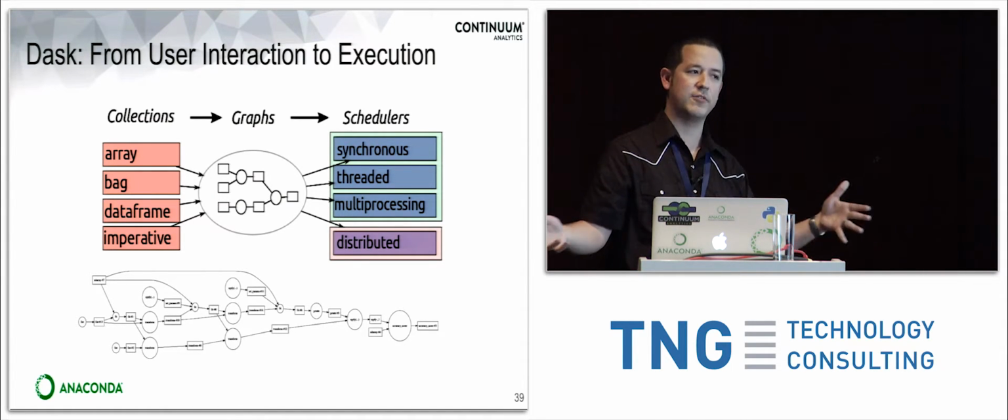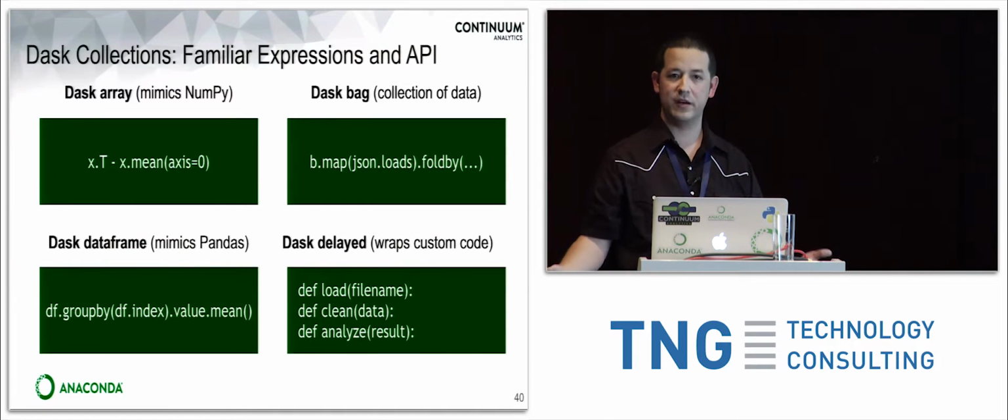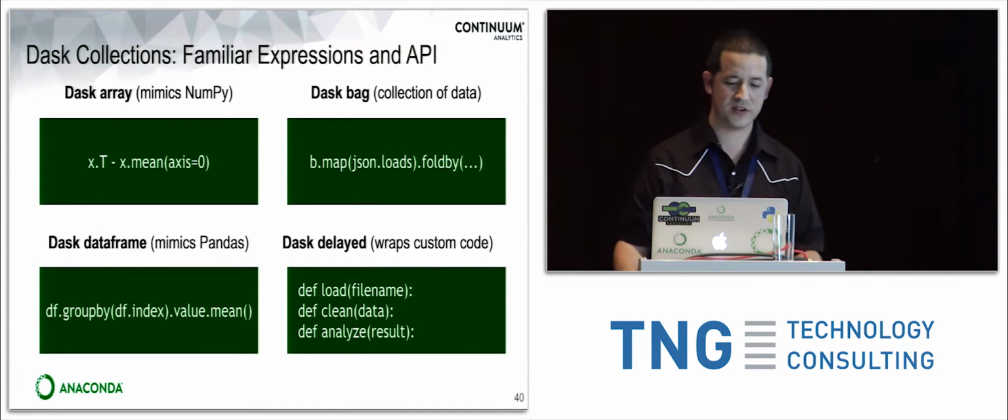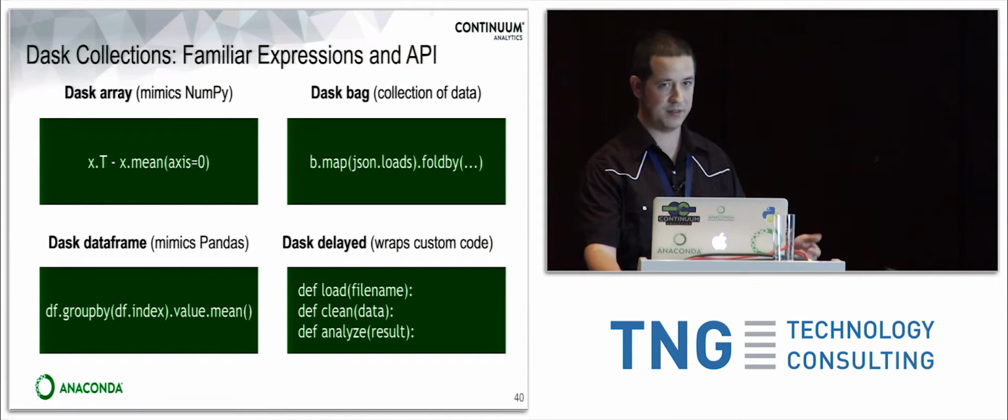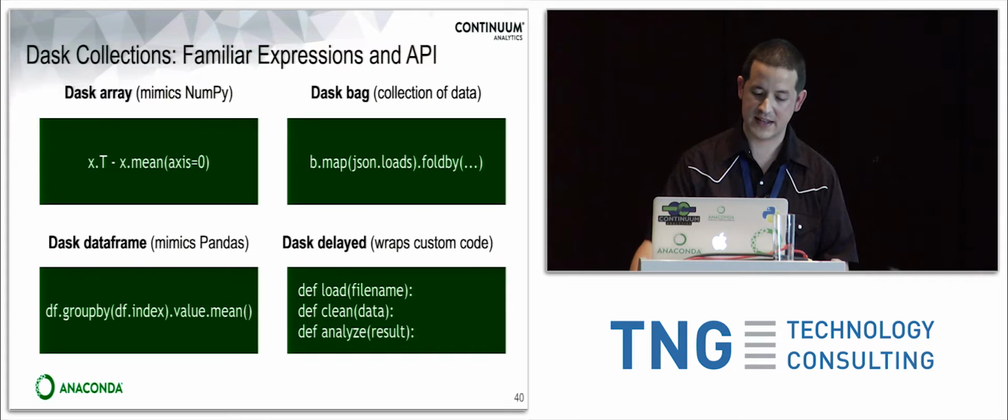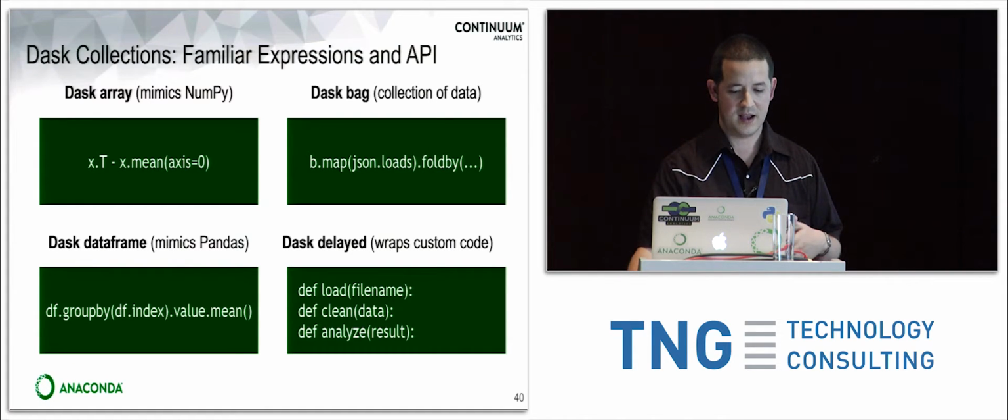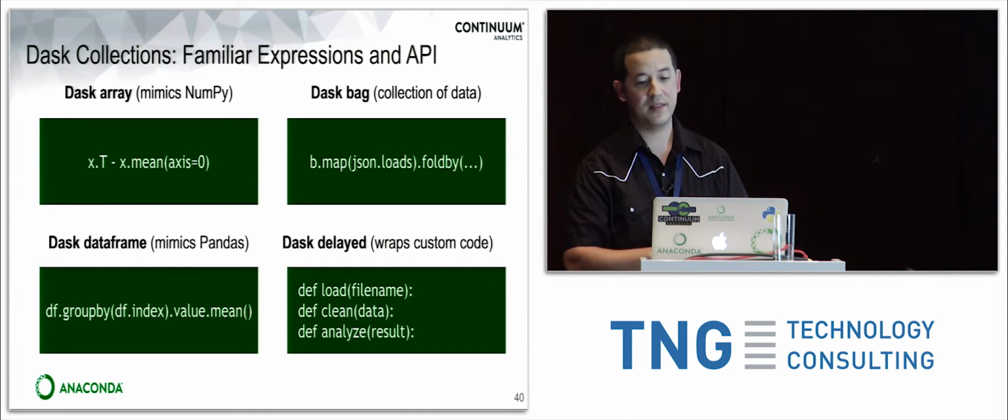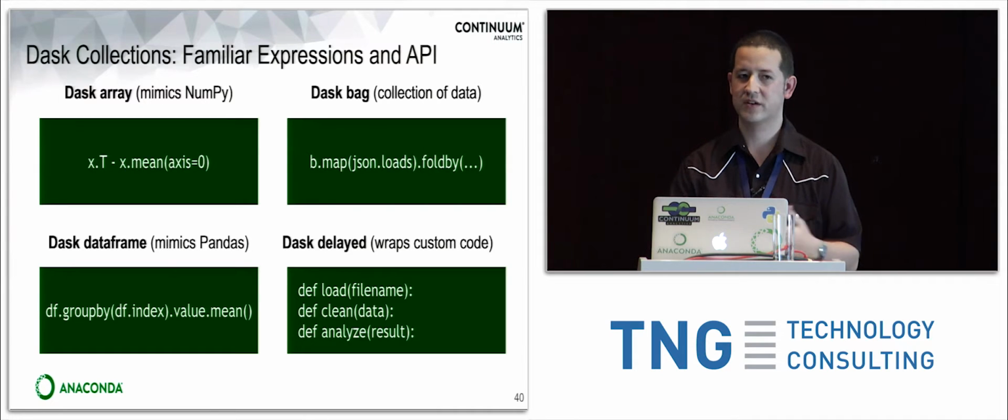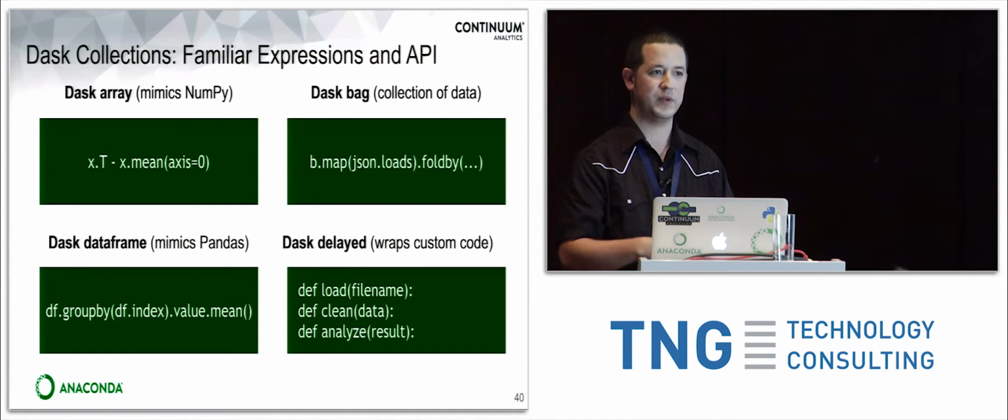So what does this all look like for the end user? It looks very familiar if you're using pandas or NumPy. A Dask array mimics the NumPy interface and implements a subset of the functionality. A Dask data frame mimics pandas. I'll show on the next slides what those changes might look like, and in the examples. And a Dask bag does things that look like PySpark, so we can do maps and we can do folds and we can do joins.